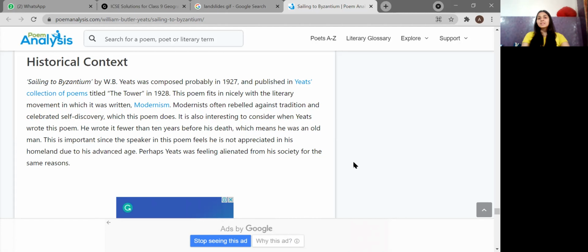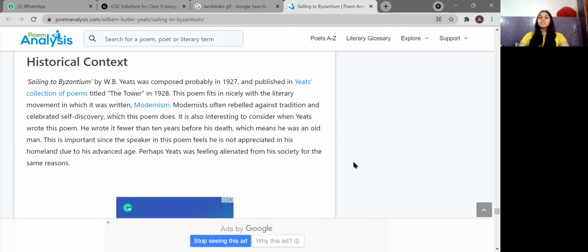Modernists often rebelled against tradition and celebrated self-discovery, which this poem does. So even in this poem, there is a rebellion against modernism, the modern youth, the traditions, the self-discovery.